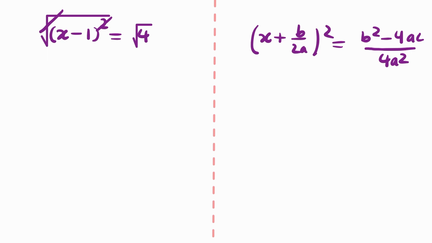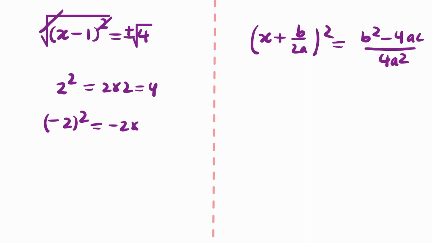But remember, on the right hand side, we have to put a plus or minus like this, because square roots can be either plus or minus. What I mean here is, let's say that we have 2 squared and minus 2 squared. What is 2 squared? 2 squared is equal to 2 times 2, which is 4. And minus 2 squared is minus 2 times minus 2, again 4. This means that the square roots can be either plus or minus. That's why I put a plus or minus sign in the right hand side of the equation.